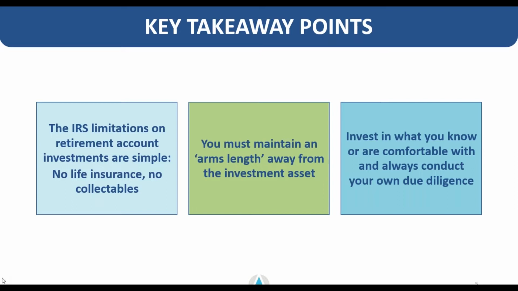You want to make sure that, for example, you're not lending money to yourself or to your family members that are considered disqualified, that you're not having a current benefit from the IRA investment. And then the last item here is invest in what you know or are comfortable with, and always conduct your own due diligence. So this applies for investing here in the US and abroad, making sure that you're doing any due diligence that needs to be done on that investment.